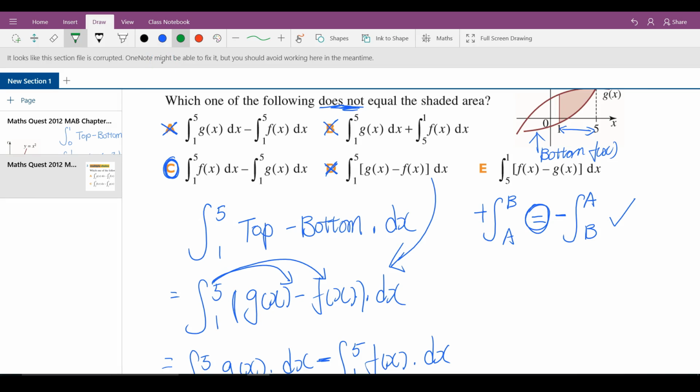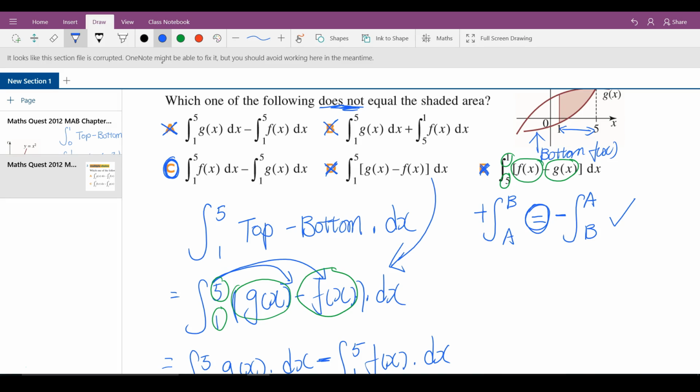From a positive g of x, it changed to a negative g of x, and from a negative f of x, it changed to a positive f of x, and the domain also flipped as well. So this is the correct expression. All right, this is the correct expression. So this is also correct. So leaving C is our only answer. So C is the wrong expression for this shaded area.